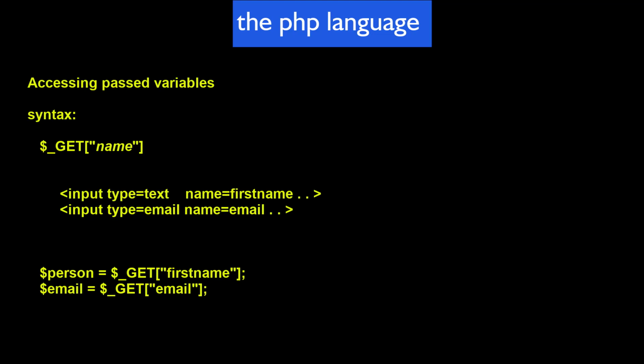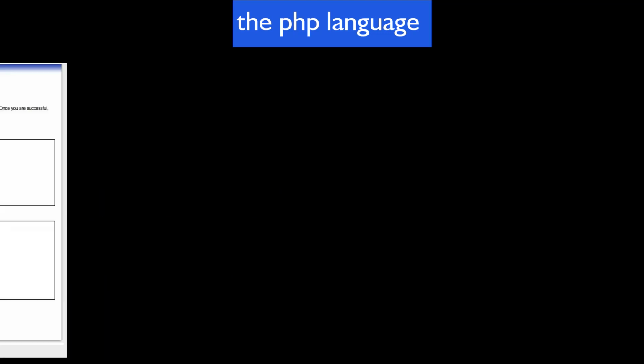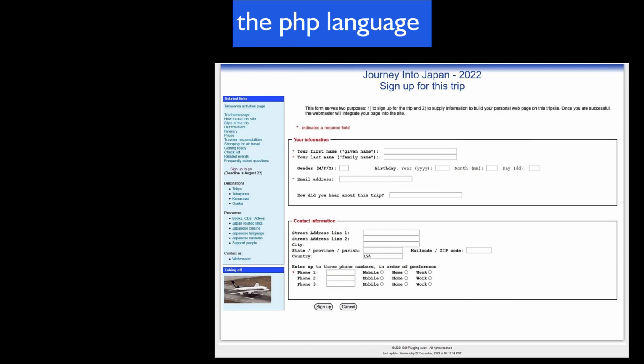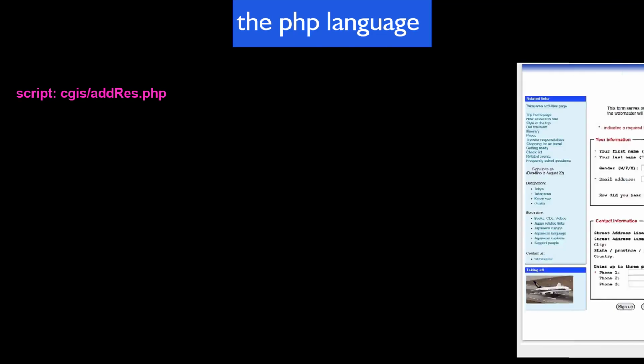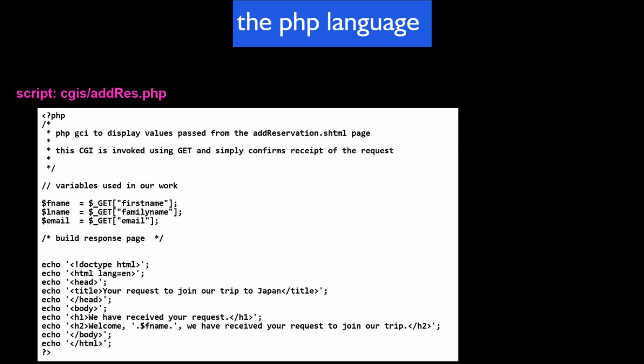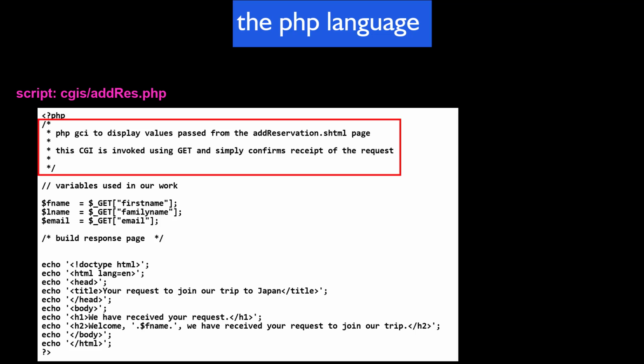So recall from the previous lesson, we had built a page for people to sign up for an upcoming trip to Japan, and the page displayed this way. And the action for the form was cgi's/addres.php. So here's a possible version of that code. We have a PHP start tag, and then a comment, PHP CGI to display values passed from the addreservation.html page. This CGI is invoked using get and simply confirms receipt of the request.